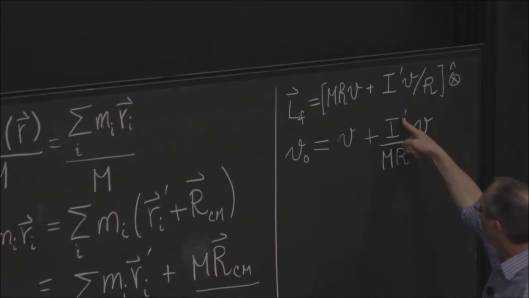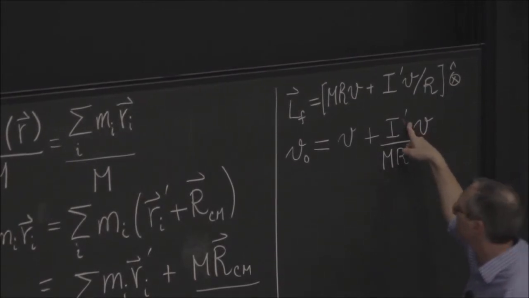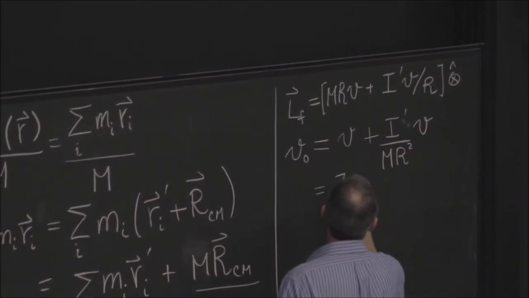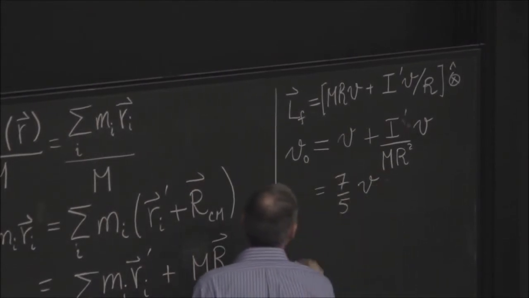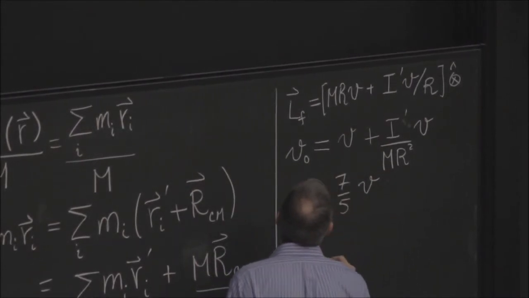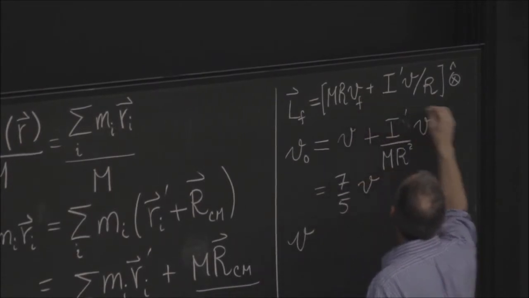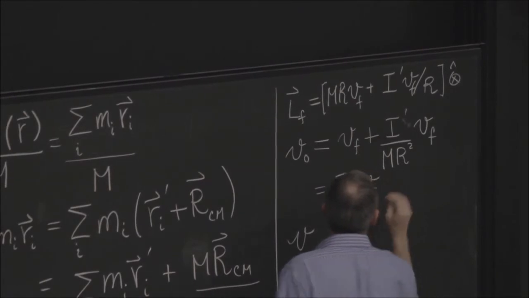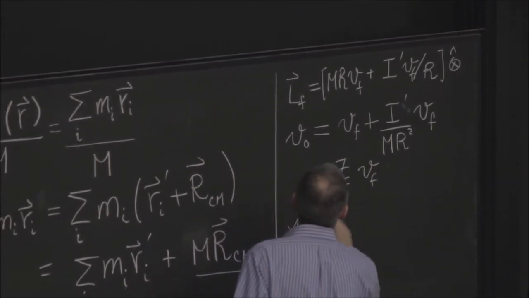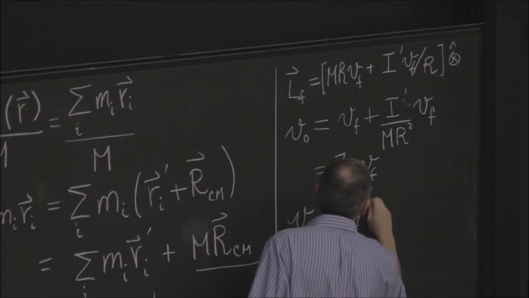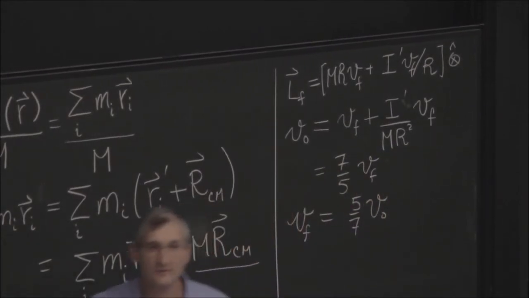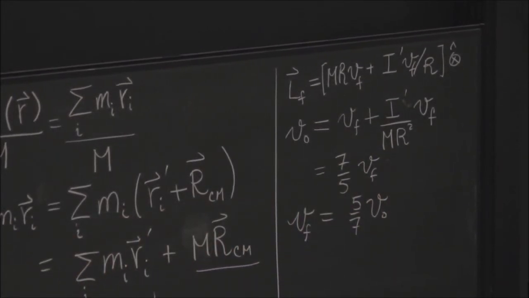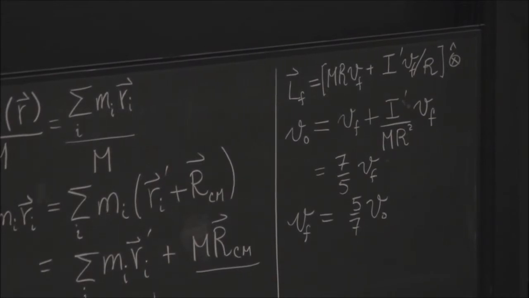Okay. I prime over mr squared we said was 2/5. So this is 7/5. V, that is to say, V final. Oh, I should have been subscripting final. Oops. So V final is equal to 5/7 V naught.